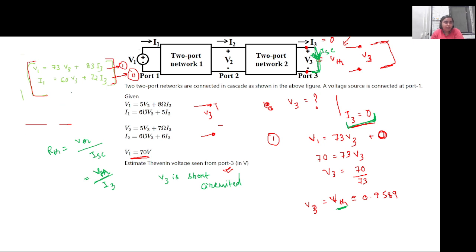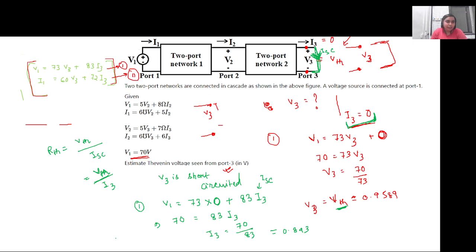So we have to find I3. We have the value of V1. The best option is using equation 1, which is given by V1 equal to 73 V3 plus 83 I3. Since V3 is short circuited, the voltage V3 will be equal to 0, plus 83 into I3. This I3 is now the short circuit current since terminal 3 has been short circuited. V1 is given as 70. So 70 is equal to 83 into I3, or ISC. So I3 will be equal to 70 by 83, which comes out to be 0.843. So we have the short circuit current.